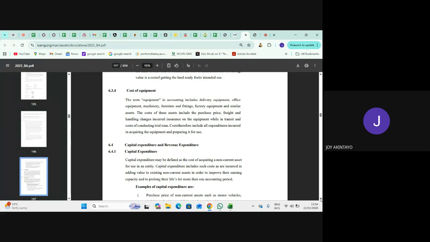That is, the main motive is that this asset is able to improve the earning capacity of the entity and also improve the life of the asset for more than one accounting year. Are we together?